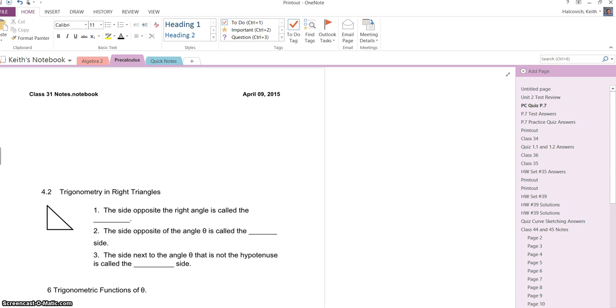The first thing we need to do is to define, within a right triangle, the different kinds of sides that you have. We'll let theta be this angle here. The side opposite the right angle is always called the hypotenuse. The side opposite of the angle theta is called the opposite side. The side next to the angle theta that is not the hypotenuse, that is the adjacent side.